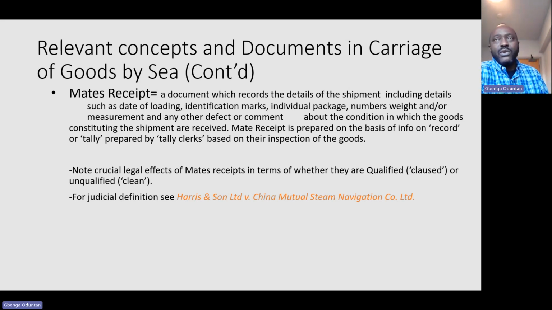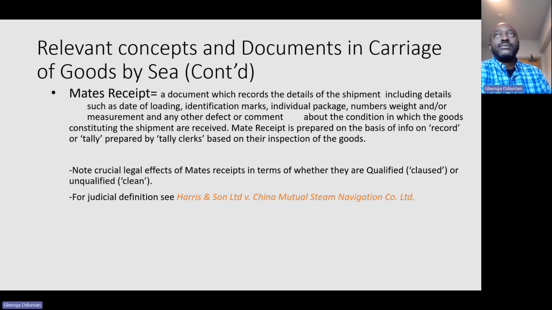All this type of information is filled onto the mate's receipt. And the tally clerk will put this record based on his visual observation, sometimes requiring the use of testing instrumentation, whatever it is. There are so many kinds of trade out there, so many kinds of reasons for transporting, so many specialized types of vessels that we don't have time to go into all of them.